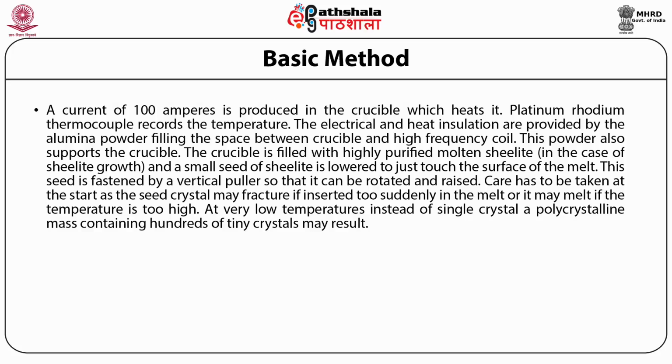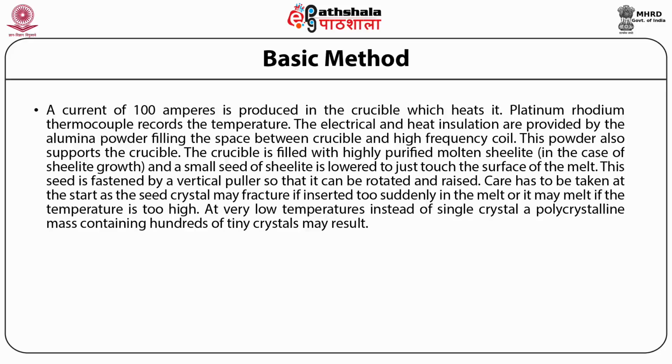A platinum-rhodium thermocouple records the temperature. The electrical and heat insulation are provided by the alumina powder, filling the space between crucible and high-frequency coil. This powder also supports the crucible. The crucible is filled with highly purified molten scheelite in the case of scheelite growth, and a small seed of scheelite is lowered to just touch the surface of the melt. This seed is fastened by a vertical puller so that it can be rotated and raised.